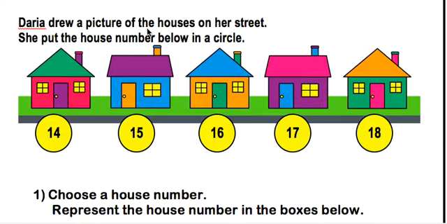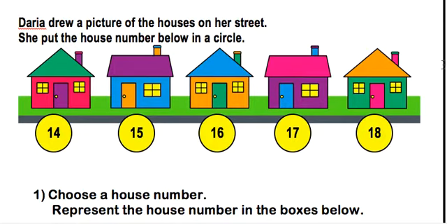Daria drew a picture of the house on her street. She put the house number below in a circle. So here you have 14, 15, 16, 17, 18. I apologize, your paper is not colored. It is in black and white. But you should be able to see the numbers written inside the circles, as you see here.